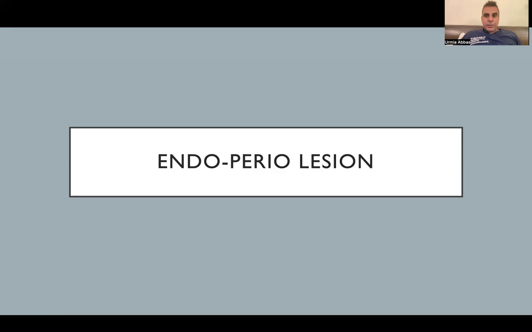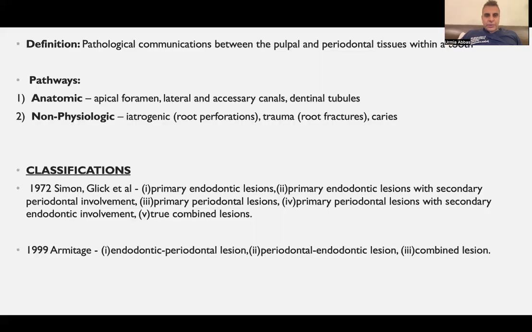Today, I'll be talking a bit about endo-perio lesions, diving into it. We'll be starting off with a little bit of history and a definition of what it is. Defining it, it is a pathological communication between the pulp and the periodontal tissue within a tooth.